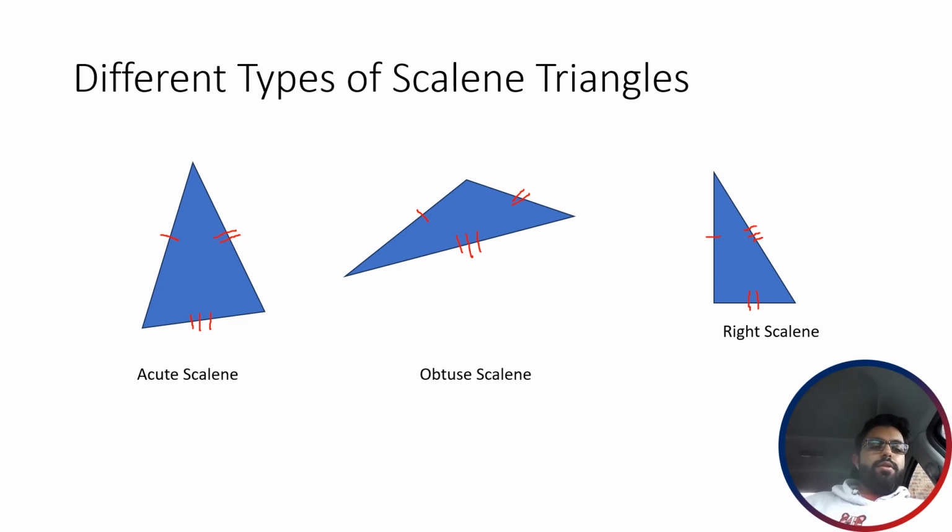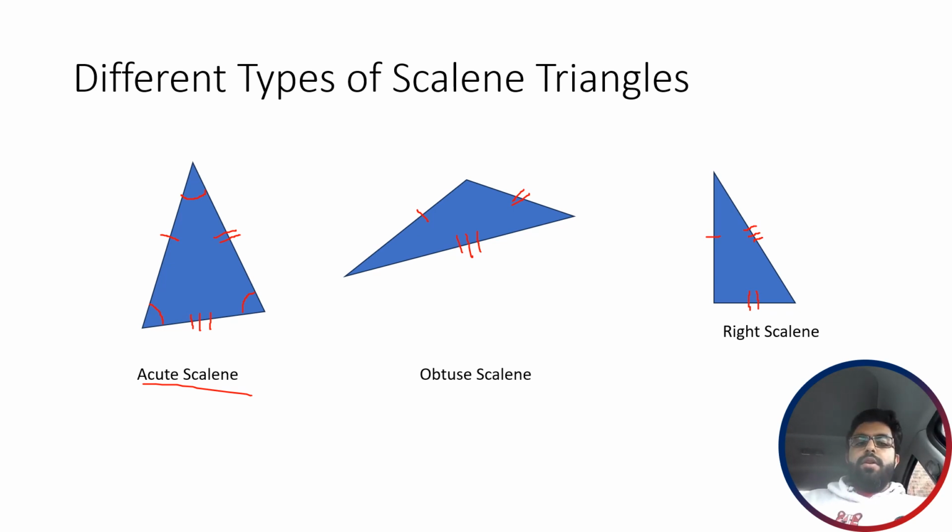But in the first triangle, the one on the left, this over here is an acute angle. This over here is an acute angle. And this over here is also an acute angle. So this becomes an acute scalene triangle. It's an acute triangle because all the angles are acute angles. And it's a scalene triangle because all the sides are different lengths and all the angles are different sizes.